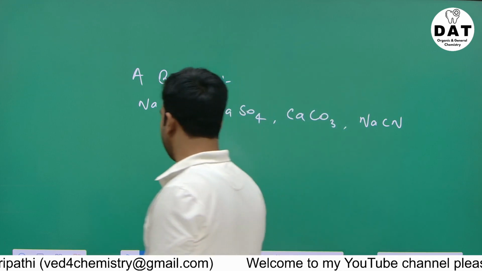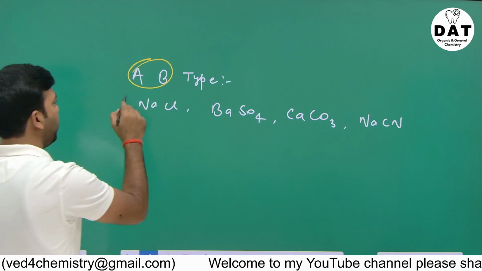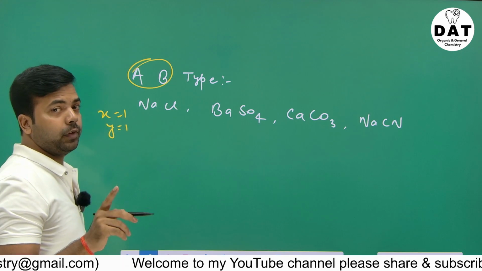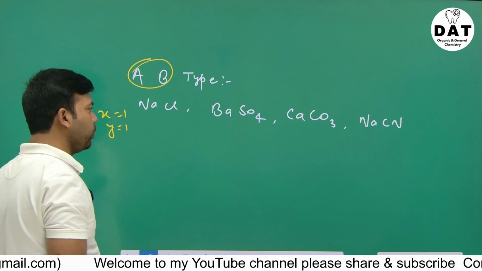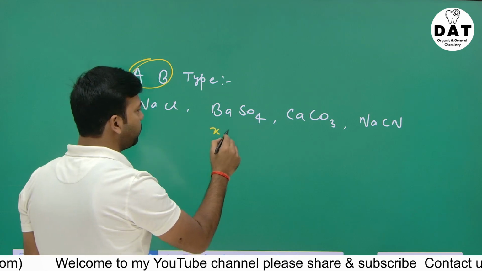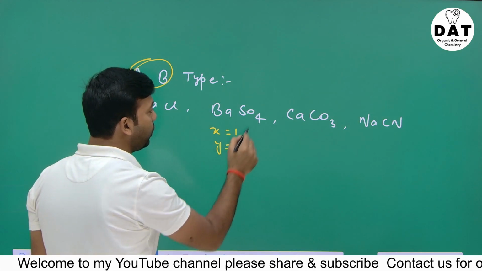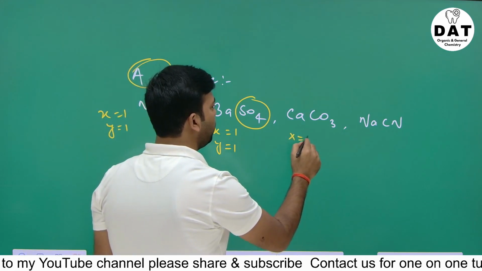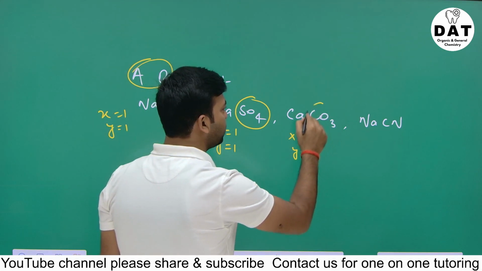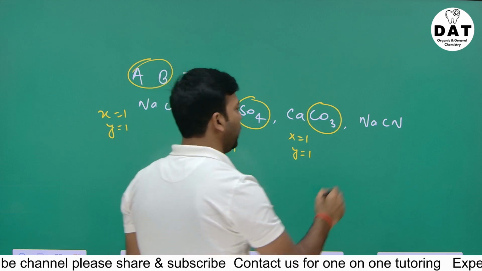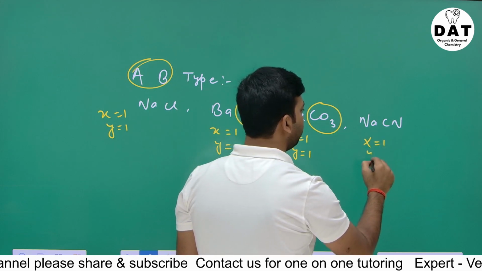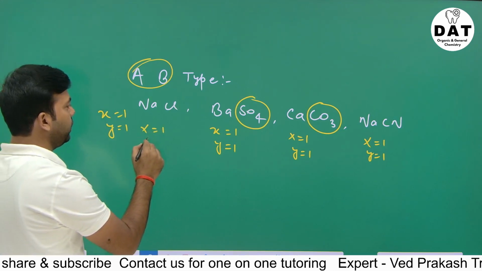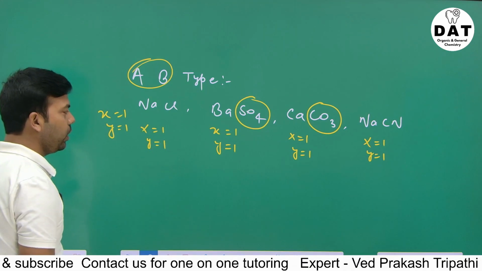Okay, this is my AB type salt. AB means where x value is 1 and y value is also 1. For phosphate, sulfate and carbonate, you can see here x is 1 and y is also 1 because this is sulfate overall. Clear? Here x is 1 and y is also 1 because this is carbonate overall. And here Cn, so x is 1, y is also 1. And this is quite simple, x is 1, y is also 1. So you can easily figure out its KSP.